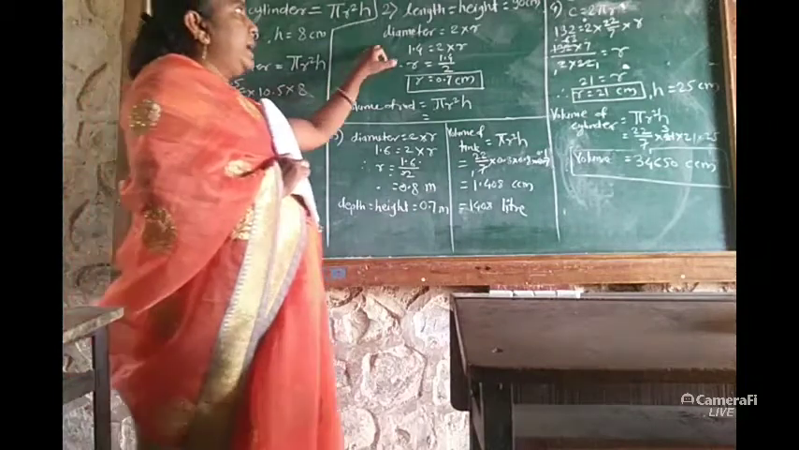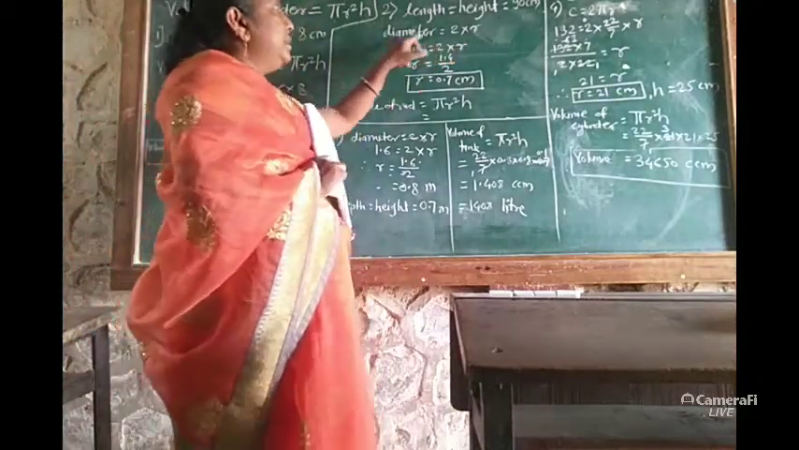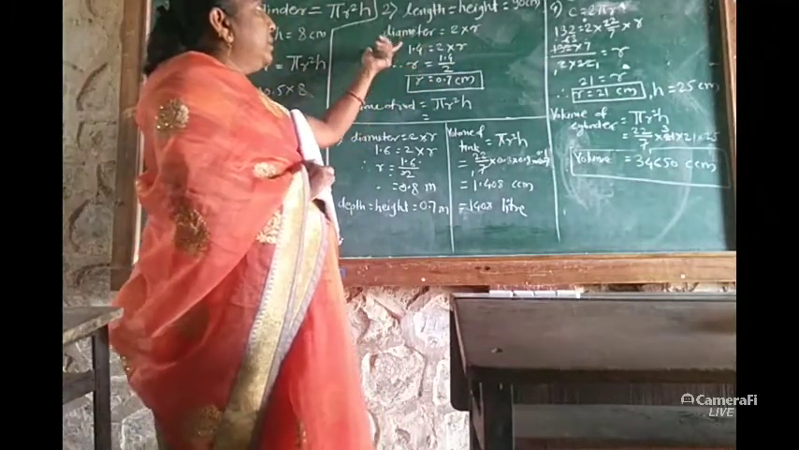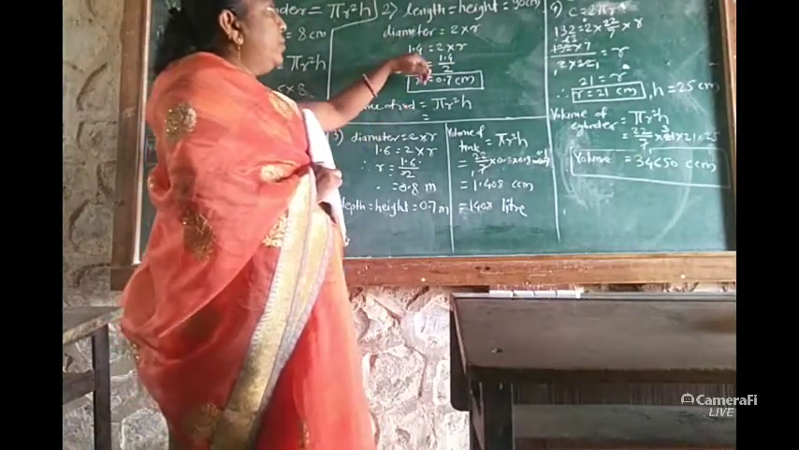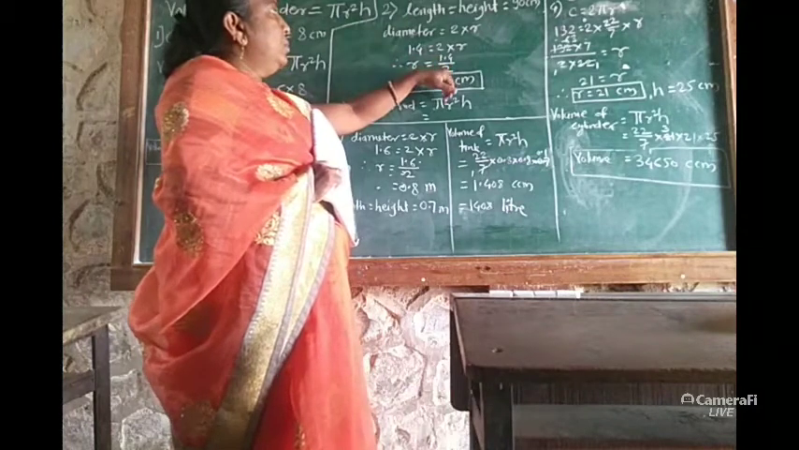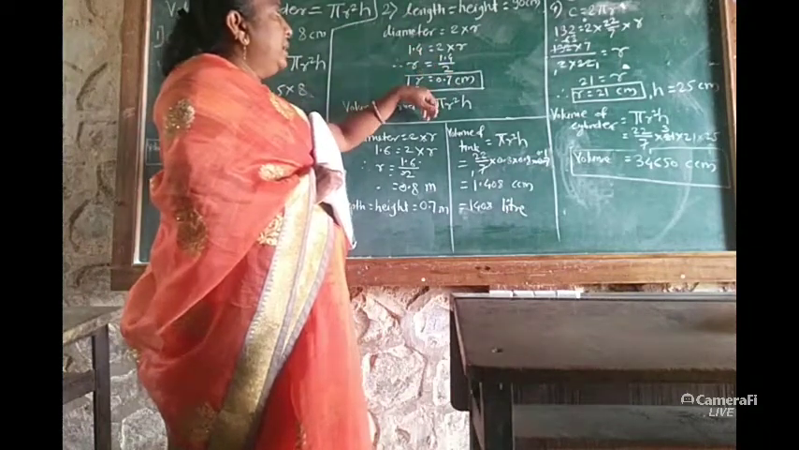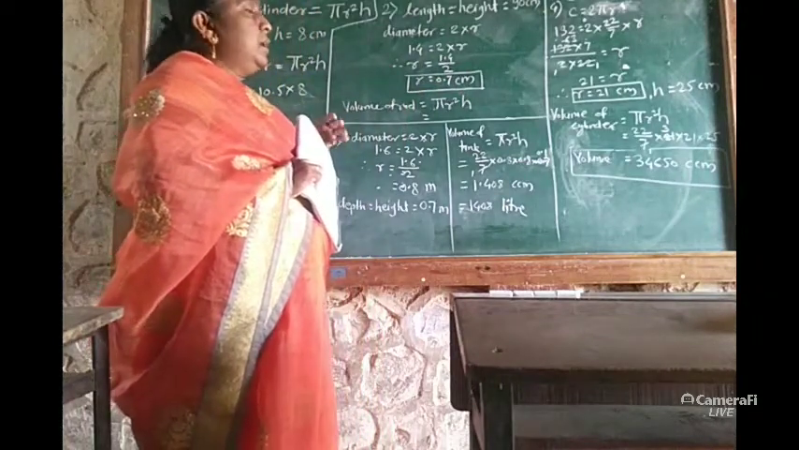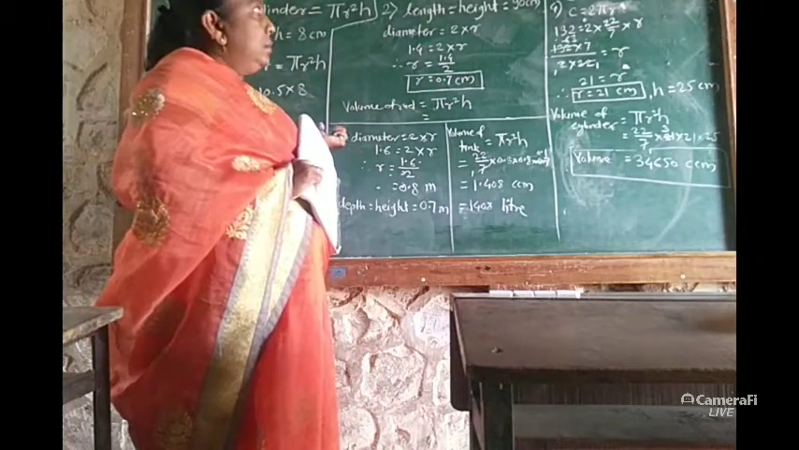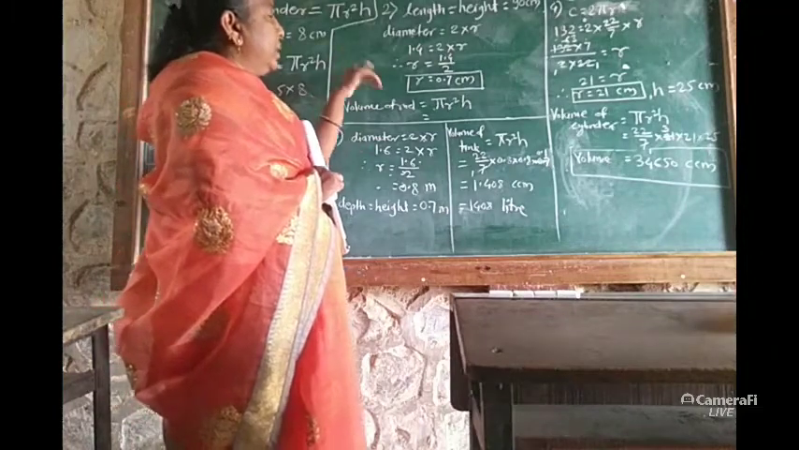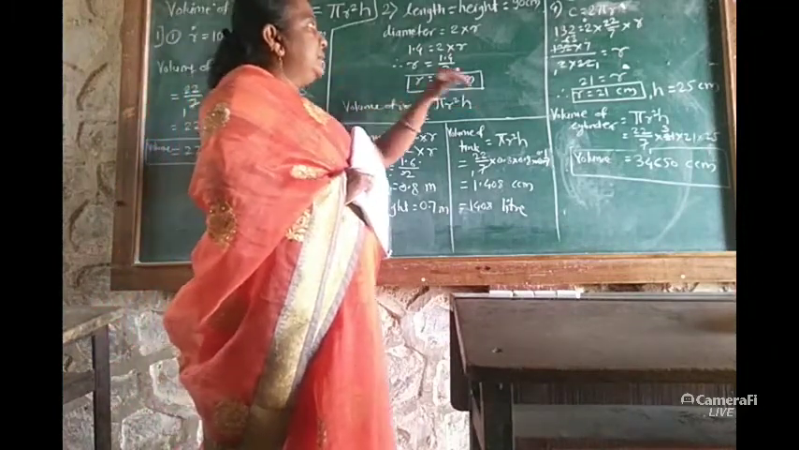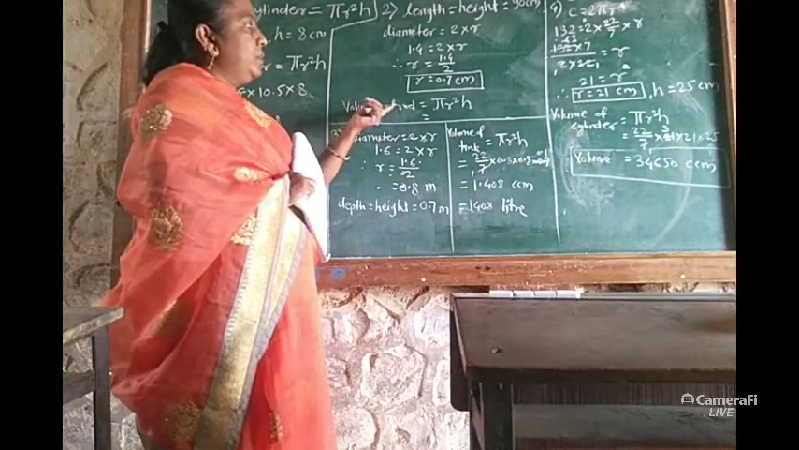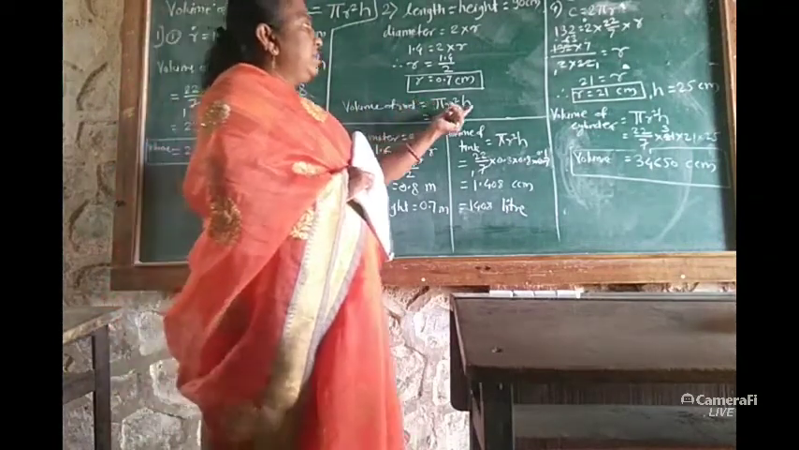You know the relation between diameter and radius, that is the diameter is equal to 2 into radius. Therefore, you can calculate the value of radius by this formula. Diameter is 1.4. By dividing 1.4 by 2, you can find that the radius of the rod will be 0.7 cm. You know that the diameter is double of the radius, or radius is half of the diameter. According to this formula, value of radius will be 0.7 cm. Then you have to find the volume of the rod. Same formula, volume of rod is equal to pi r square h.